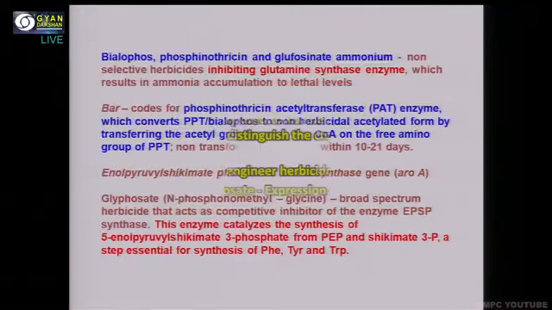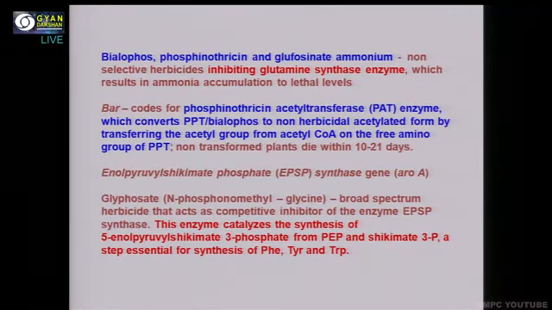So for that, what we have to do is select a few genes, considering the herbicides that we normally apply: bialophos, phosphinothricin, glufosinate ammonium. These are some of the herbicides. They inhibit the glutamine synthetase enzyme, and therefore they result in ammonia accumulation, and therefore the plants die. So in this case, we have to clone different genes, like BAR, which codes for phosphinothricin acetyl transferase enzyme, which converts bialophos to a non-herbicidal acetylated form by transferring the acetyl group from acetyl-CoA to the free amino group of phosphinothricin.